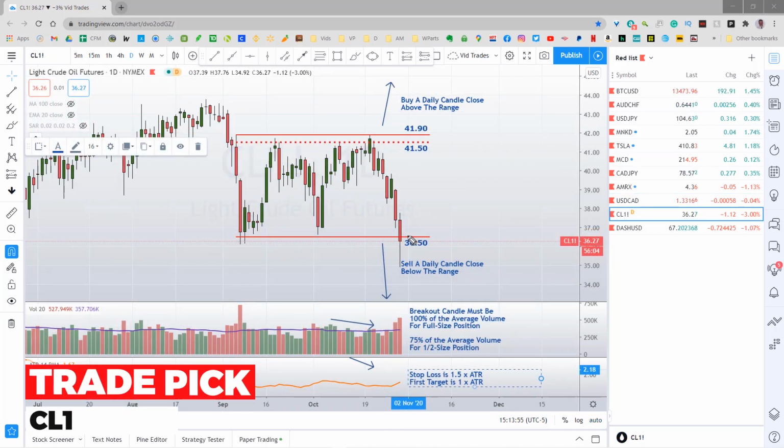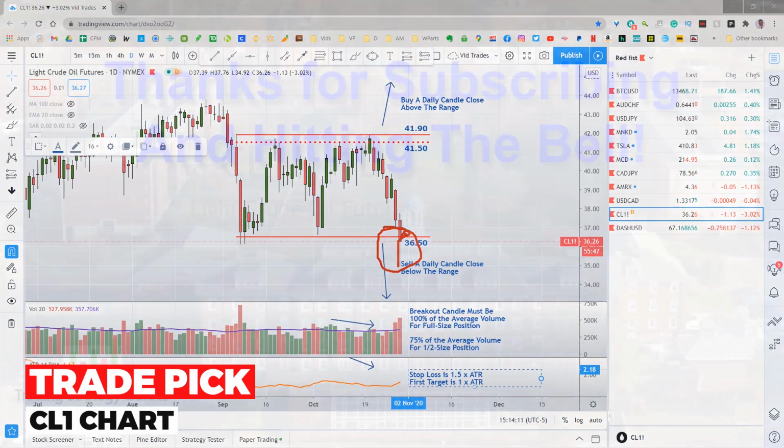And lastly, crude may give us a signal today or tomorrow. It's pulled back an awful lot and made a pretty long wick here, so it may pull back behind here before the market closes, but we'll keep an eye on it.